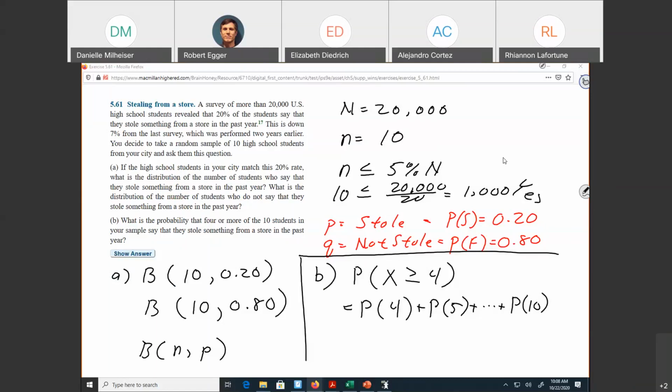But what we learned earlier is we can use the complement rule. Because this will also be equal to 1 minus the probability of X less than 4. Well, 1 minus the probability of 0, minus probability of 1, minus probability of 2, minus probability of 3.